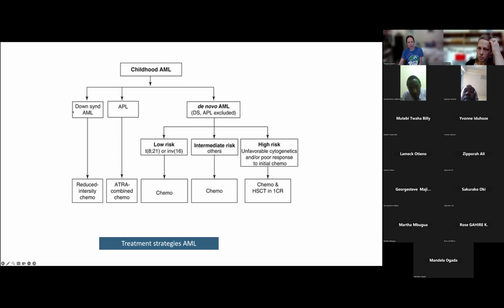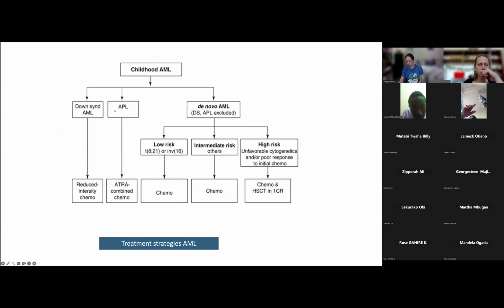So right away, they take off 2 categories here. Down syndrome with AML. Okay, the good news about these kids is they actually do better than standard risk or any other type of AML. And there's this type of AML called acute promyelocytic leukemia, and this has a very good prognosis. This you should consider treating or sending the child for treatment, because these kids can be cured pretty easily. Otherwise, everyone else has what we call de novo AML.